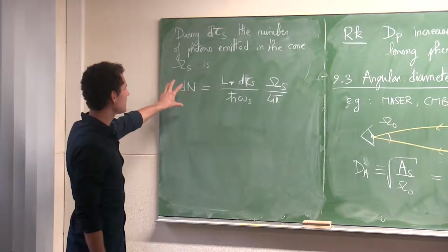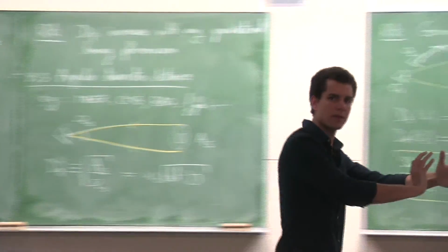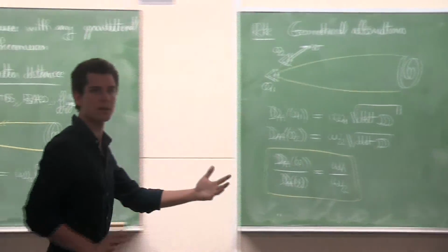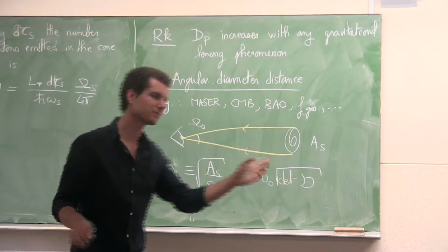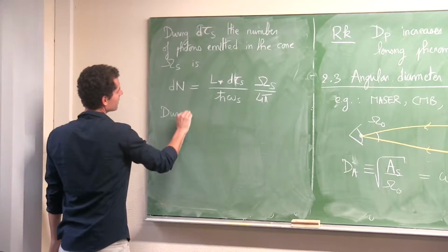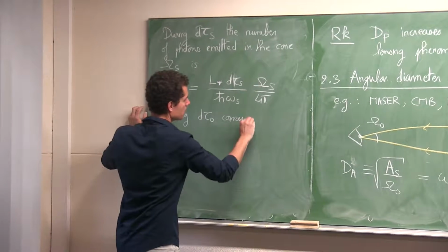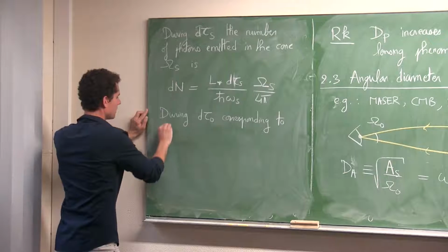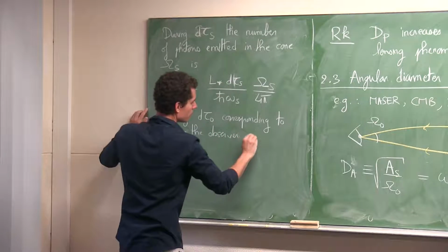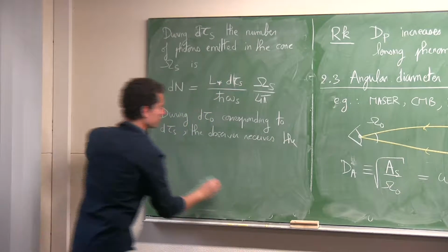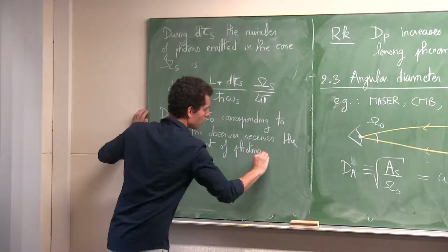So now I keep this number of photons, and I know that during this period, this fraction of photons propagate without being absorbed or anything, and they are observed by the observer during a period of time that corresponds to the period of time emitted, but in another frame. So during d tau O, corresponding to d tau S, the observer receives the same amount of photons.